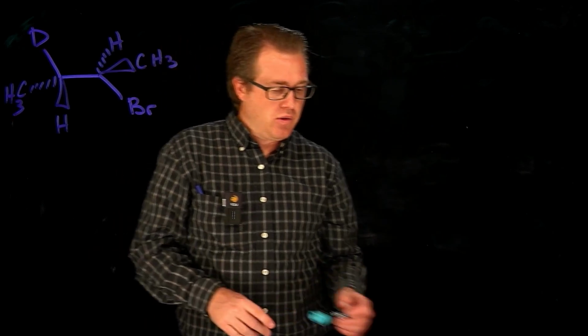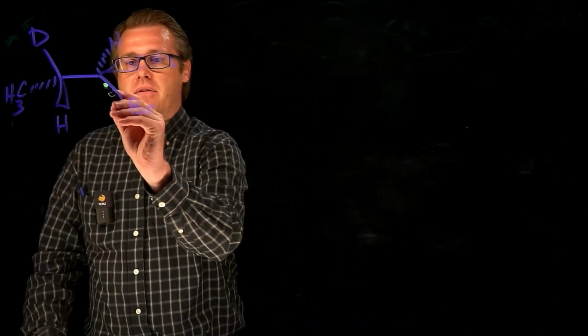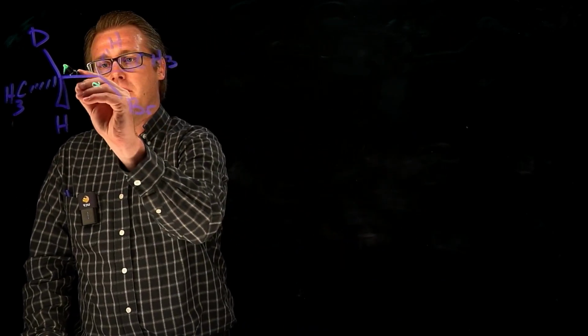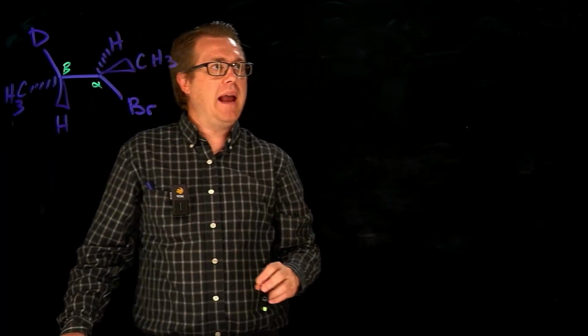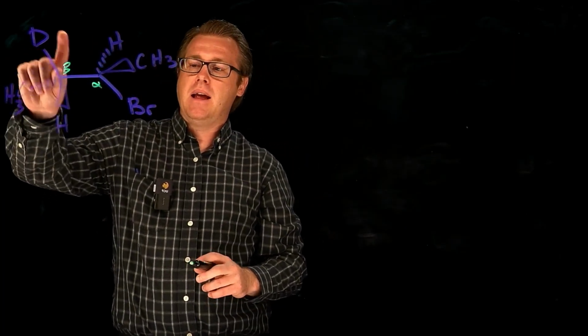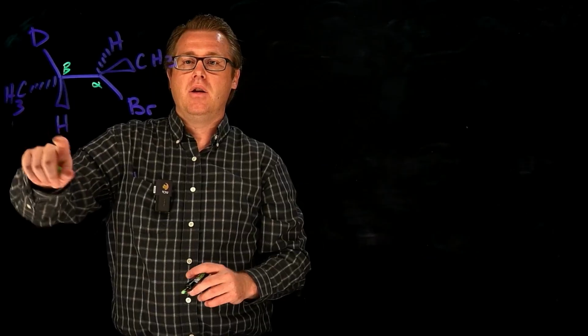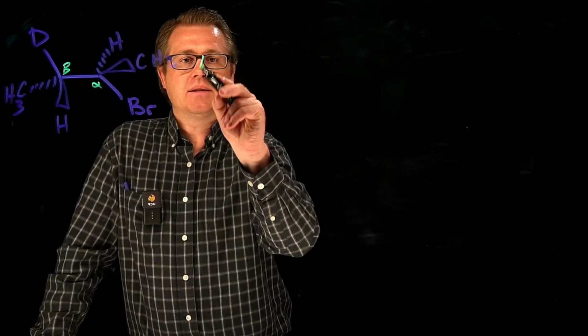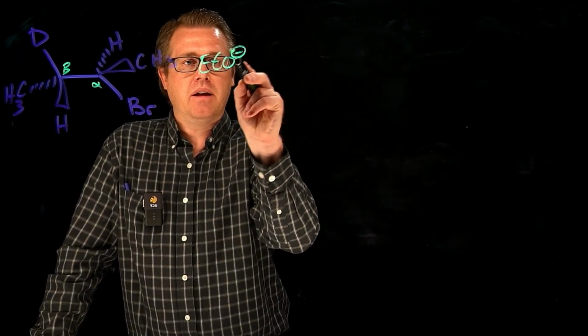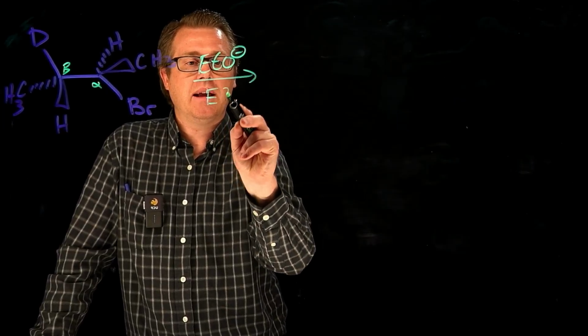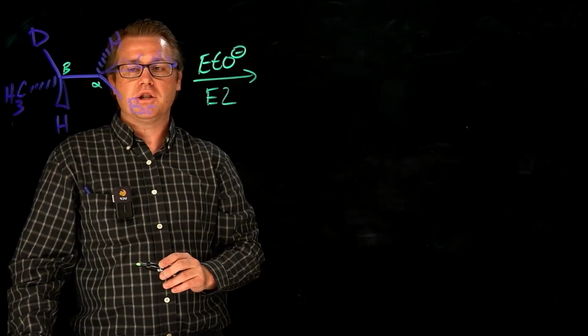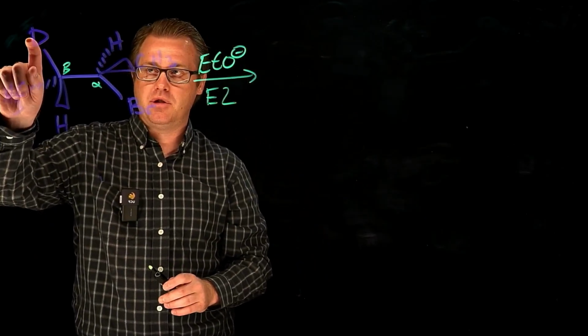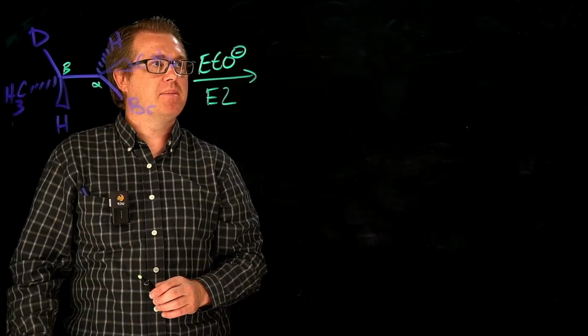Okay. So the question is, we have our alpha. There's our leaving group, and so that makes that guy the beta. And on the beta, we have a deuterium and a hydrogen. When we treat that with, let's say, ethoxide, and we're invoking an E2 mechanism, which one, the deuterium or the hydrogen, is going to be abstracted?